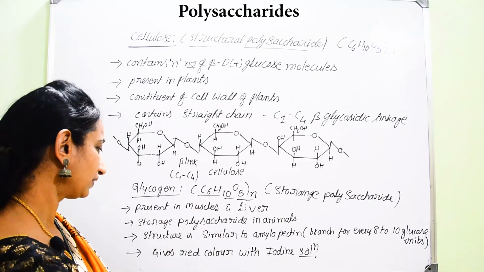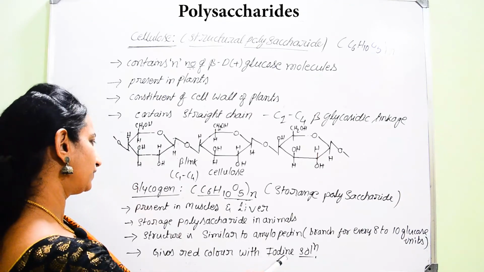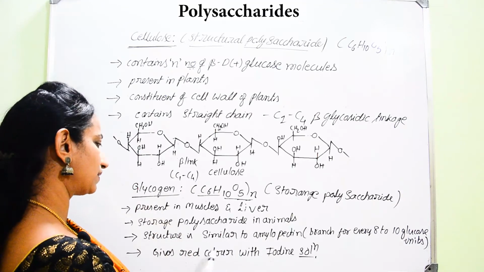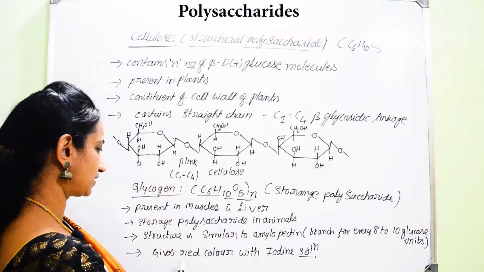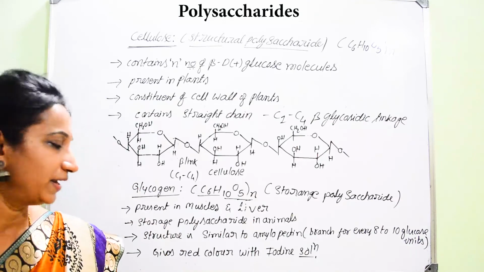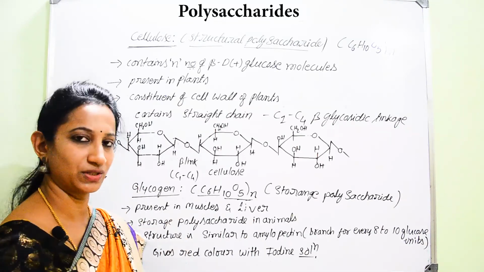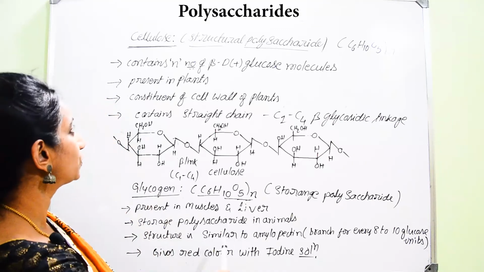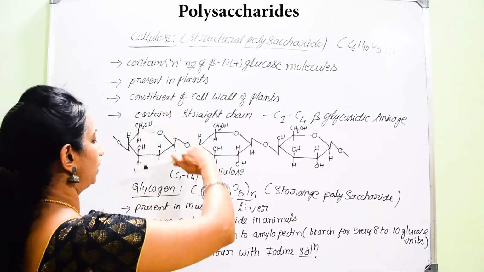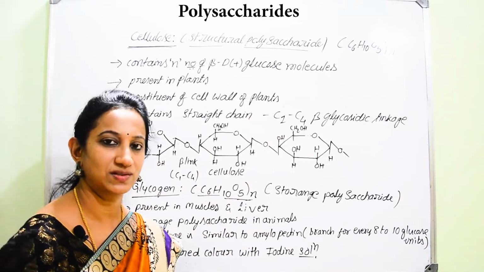Then we can go for one test that glycogen gives, the iodine solution test. When glycogen is made to react with iodine solution, it will give a red color. It indicates the presence of glycogen. So that is regarding the storage polysaccharide glycogen and the structural polysaccharide cellulose.